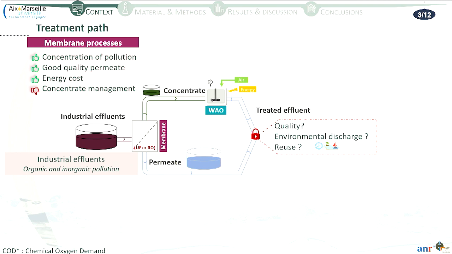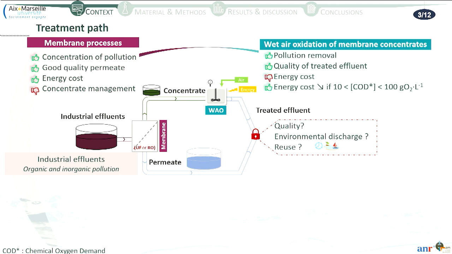So the first step of the treatment path is the use of membrane processes. This part of the process will enable you to create a large volume of permeate with excellent quality. However, concentrates will be produced, and they are highly polluted. We propose to treat these concentrates with water oxidation in order to remove the organic fraction of the pollution.